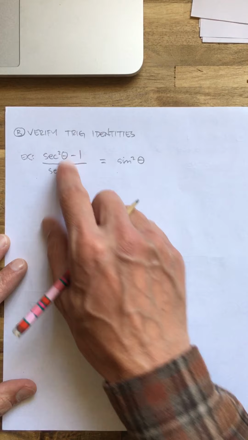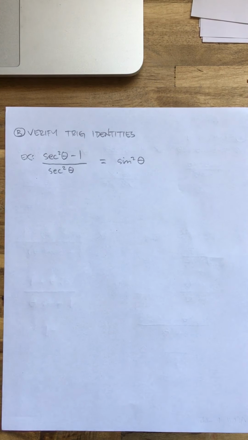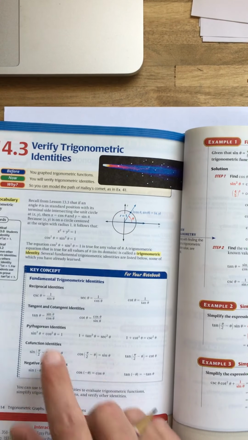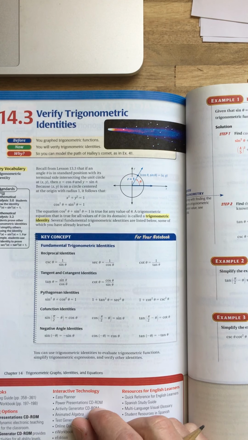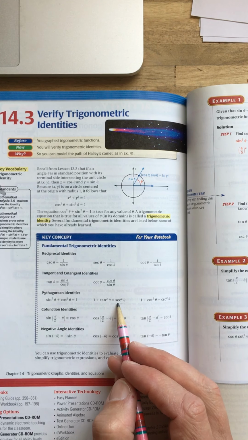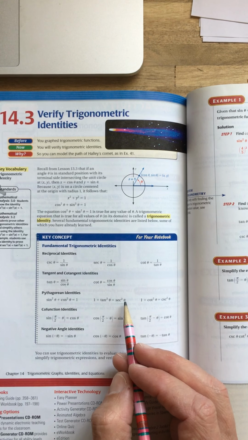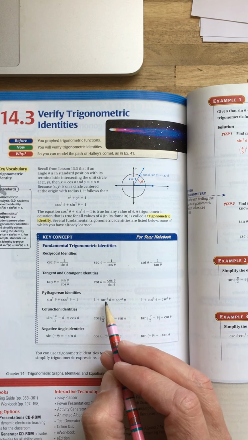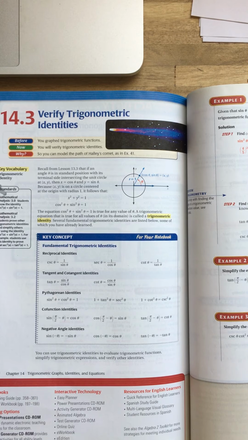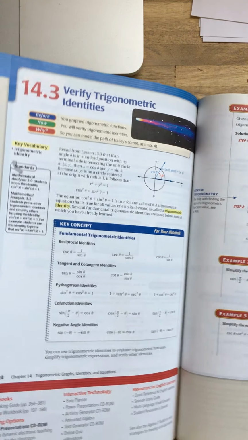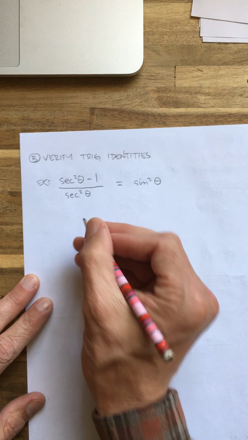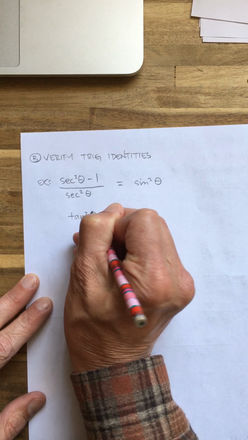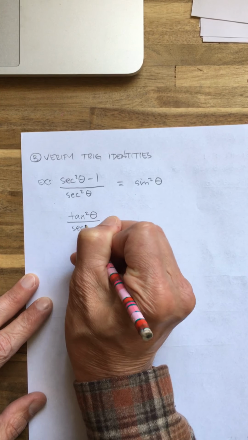But something like this should stand out to you. Notice the numerator says secant squared theta minus 1. Look up at these Pythagorean identities. You see one that has the secant squared theta? Look at this right here. If I subtract this 1 to the other side, I get secant squared theta minus 1 equals tangent squared theta. Interesting. So the numerator is tangent squared theta, and I have tangent squared theta divided by secant squared theta.